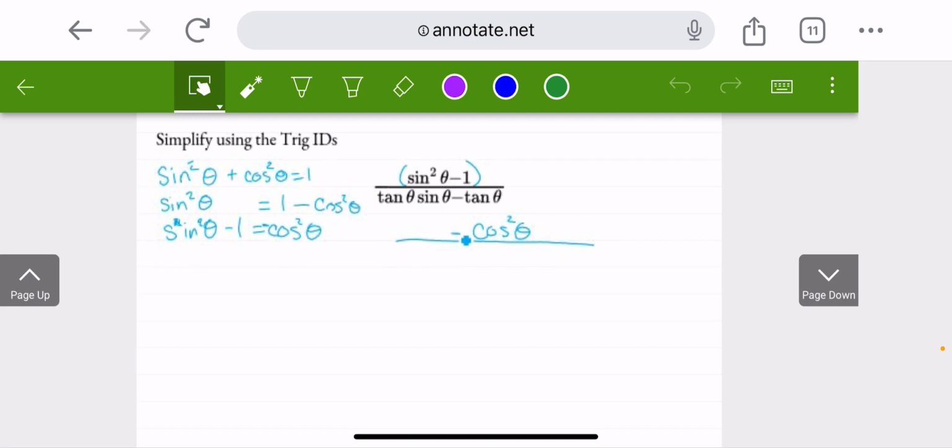Because we subtracted cosine. So then we're going to take our denominator and write everybody in terms of sine and cosine. So tangent is sine theta over cosine theta times sine of theta minus tangent of theta, which is another sine over cosine.